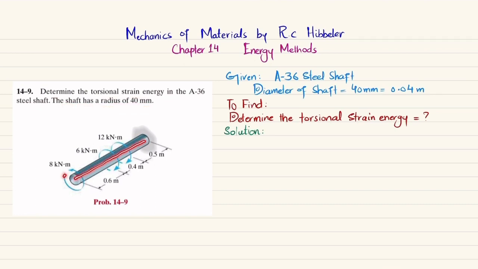So you can see this is the shaft. At this end, we have an 8 kilonewton-meter torque that is counterclockwise. At this end, we have 6 kilonewton-meter clockwise, and at this point, we have a 12 kilonewton-meter torque. The length from this end to this is 0.6, then between these two torques 0.4, and at the end from this torque it is 0.5.